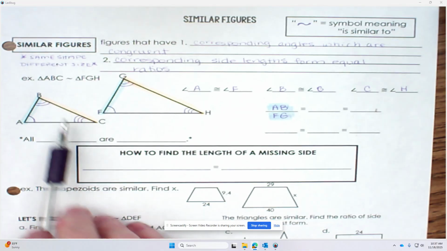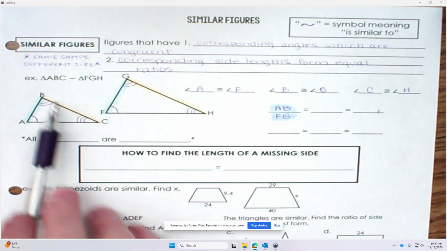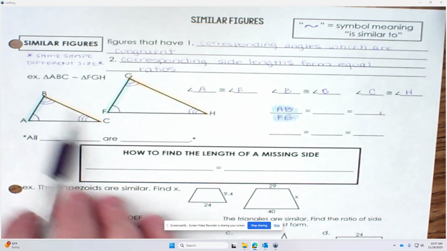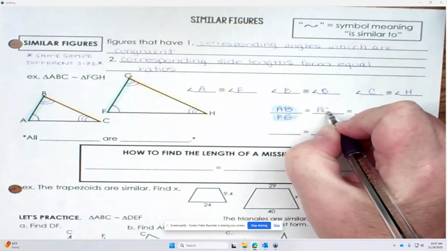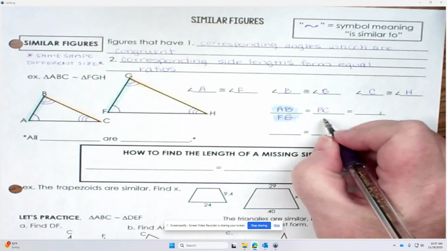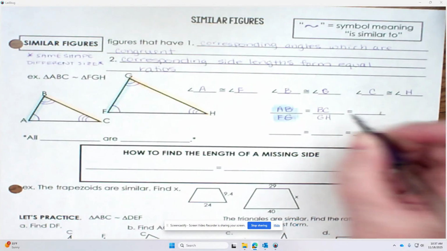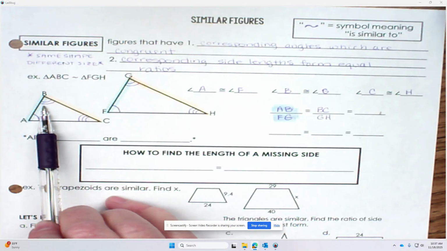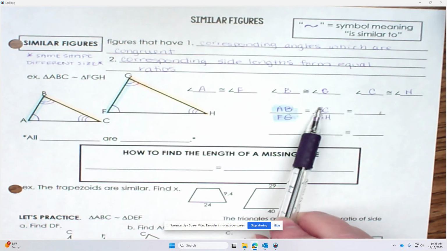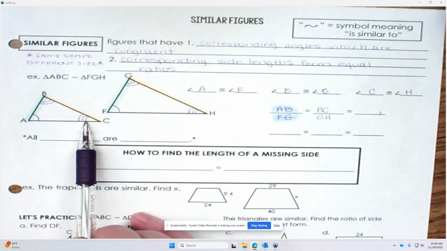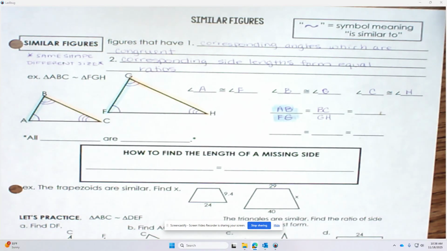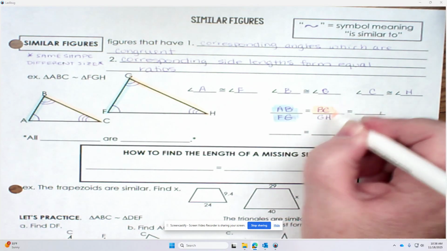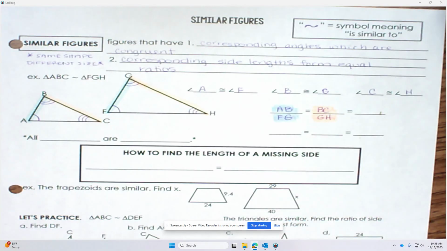And I'm going to write my generic statement with no measurements yet, just the letters. I'm going to say that BC needs to be over GH. And the reason I went in that order is because B has 2 arcs and G has 2 arcs, so they're lined up with each other. C has 3 and H has 3, so they're lined up with each other. I'm going to highlight those orange.